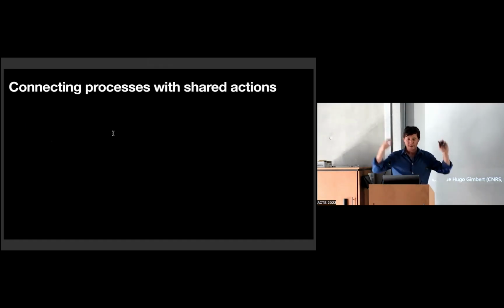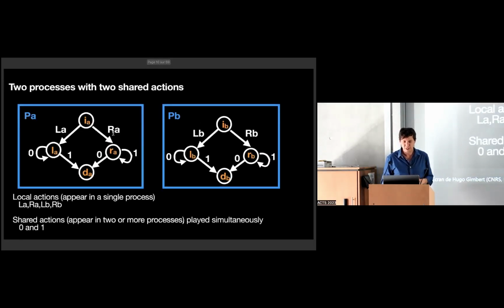Okay, now let's connect processes together. To connect processes, we will introduce shared actions. An example here: there are still local actions, LA, RA, LB, RB, here and there. Those are local. But now the 0 and the 1 actions are shared. Why are they shared? Just because they appear in 2 processes. As soon as they appear in 2 processes, they are shared. And when an action is shared, it has to be played at the same time by the 2 processes. They are synchronized with those actions.